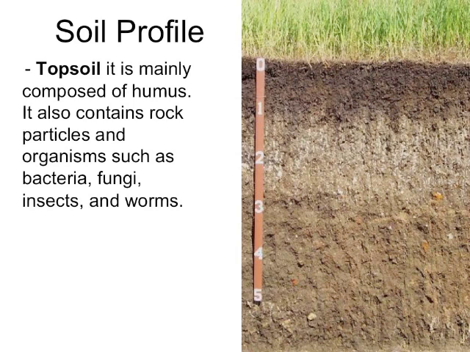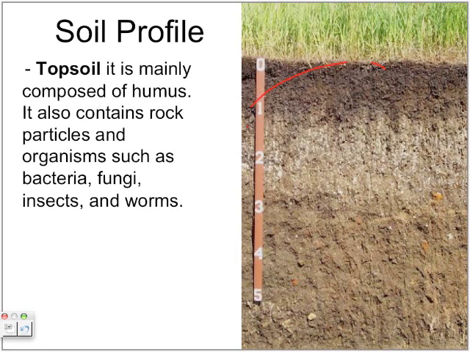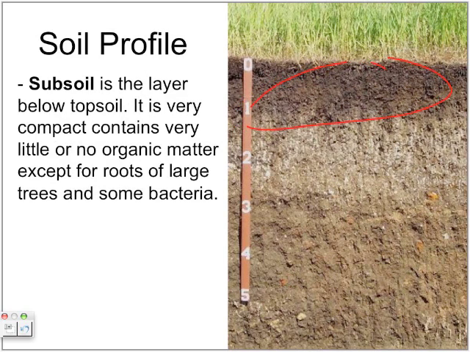Soil profile. Topsoil is the first most layer of soil. It is mainly composed of humus, and it also contains rock particles and organisms such as bacteria, fungi, insects, and worms.